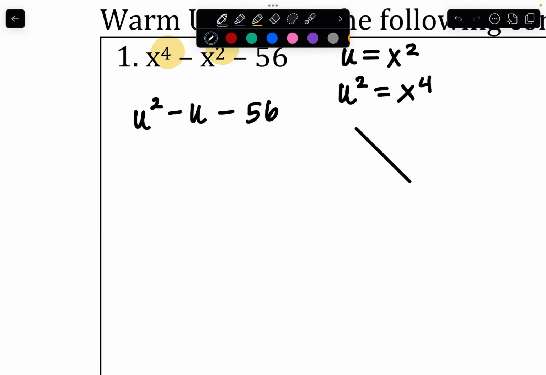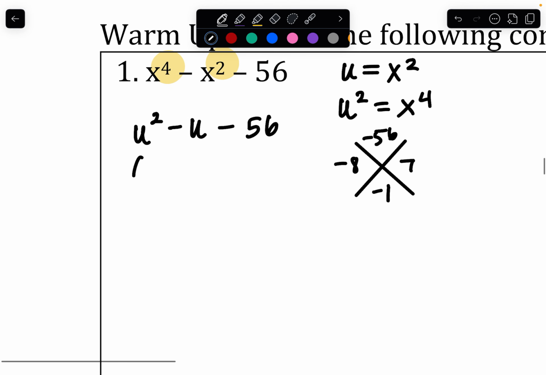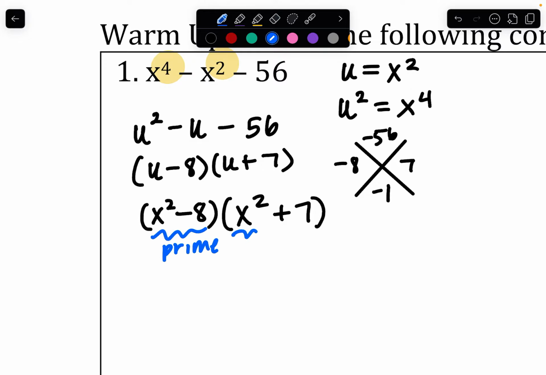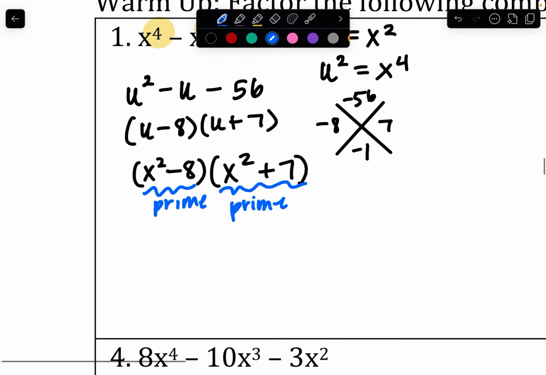And so looking for two numbers that multiply to negative 56, but add to negative 1, that would be negative 8 and 7. And so this factors to u minus 8, u plus 7. Okay, and so since u is equal to x squared, now I can replace it with the x squareds. And both of these are prime. They are not a difference of squares, and they are only two terms. There's no GCF, and so there's nothing left to do.